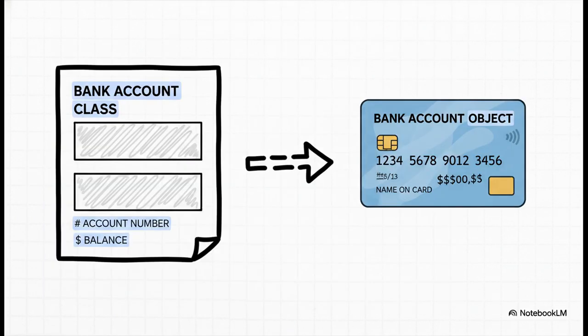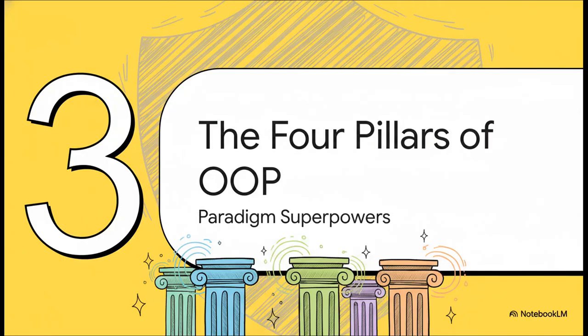Let's make this really concrete, okay? A bank account class is the blueprint. It defines that every bank account will have an account number and a balance. But your specific account, with your unique account number and your specific balance, that is an object. See the difference?